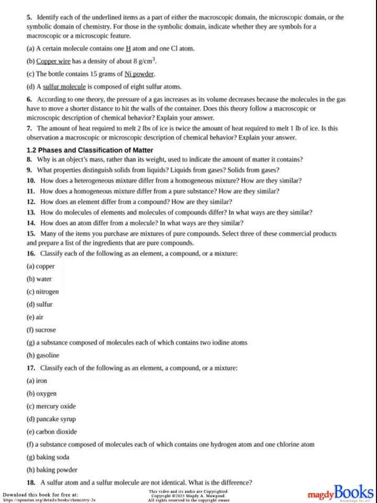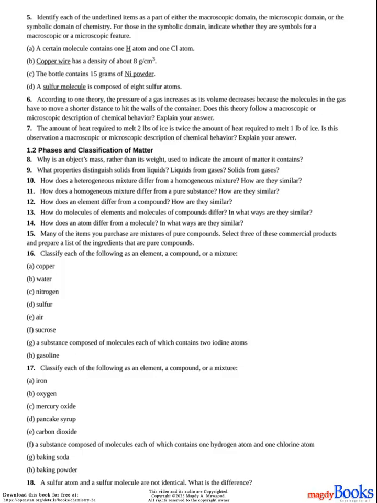5. Identify each of the underlined items as a part of either the macroscopic domain, the microscopic domain, or the symbolic domain of chemistry. For those in the symbolic domain, indicate whether they are symbols for a macroscopic or a microscopic feature. A. A certain molecule contains one H atom and one Cl atom. B. Copper wire has a density of about 8 grams per centimeter cubed. C. The bottle contains 15 grams of Ni powder. D. A sulfur molecule is composed of 8 sulfur atoms.